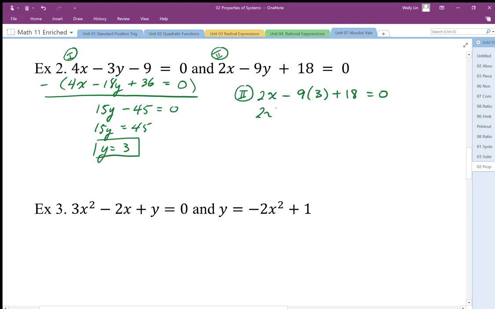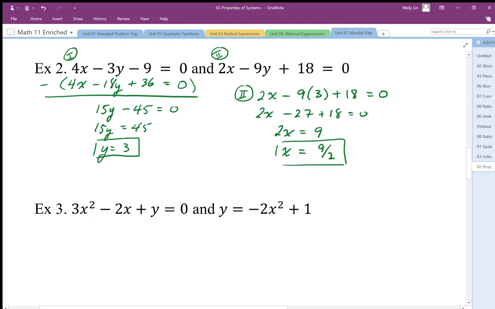So I end up with 2x minus 27 plus 18 equals 0. I'll combine my like terms, move it to the other side. So 2x equals 9, so x equals 9 over 2. So those are my two solutions, or my solution for this linear system.